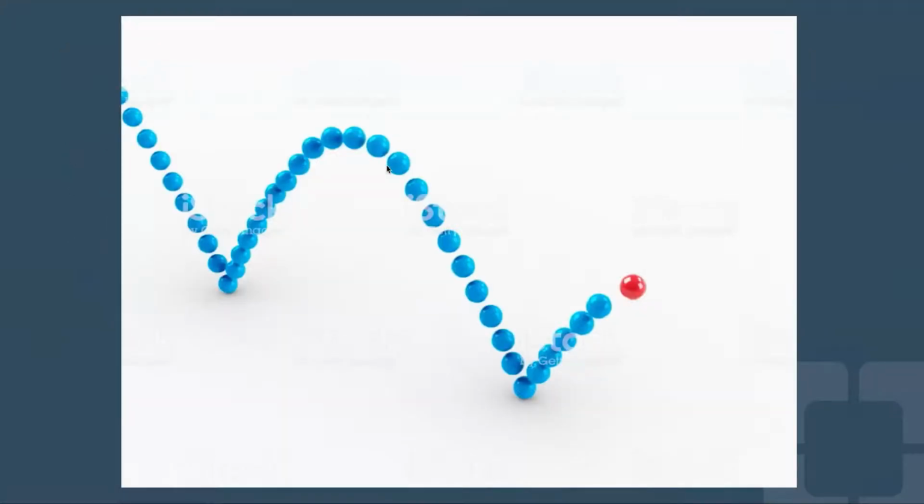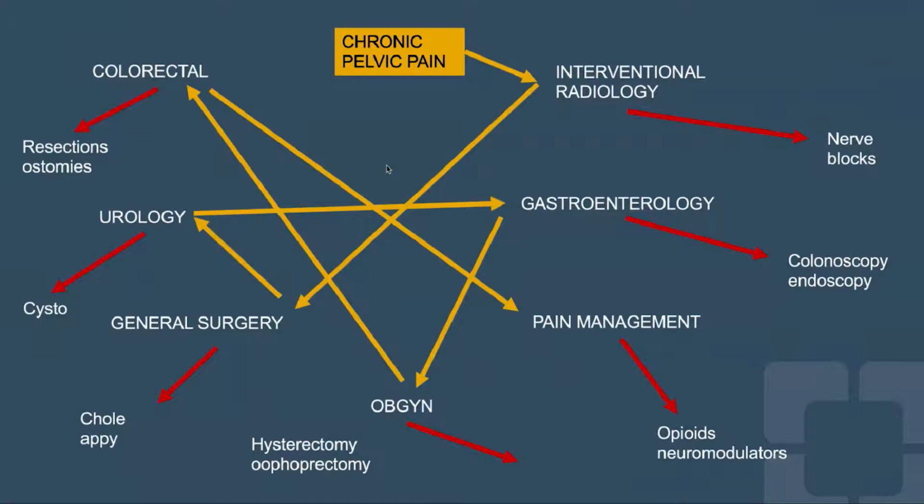So just an example of what we sometimes see of the chronic pelvic pain patient, bouncing around here and there, looking at an example of one patient. A patient who presents with chronic pelvic pain may be referred to interventional radiology, general surgery, urology, gastroenterology, OB/GYN, colorectal, and may end up with pain management. But these arrows are certainly randomly placed and could end up as the final being any one of these.